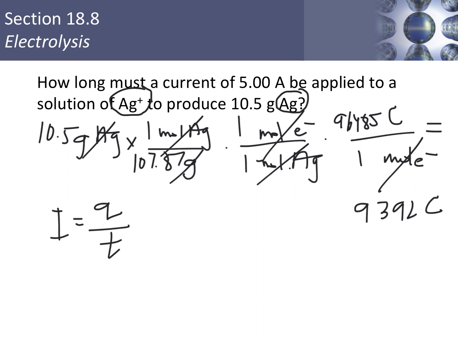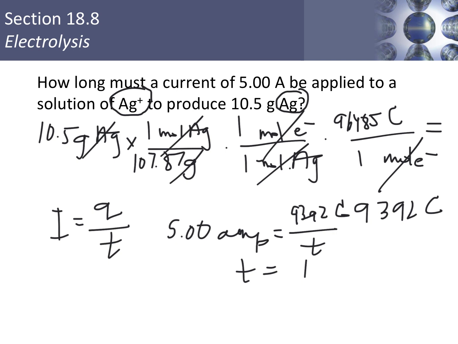My current is 5 amps, and my charge is 9,392 coulombs, and I can solve for my time in seconds. That is 1,878 seconds. And if you wanted to convert that to minutes, you could. There are 60 seconds in a minute and 60 minutes in an hour. That would be 31.3 minutes.